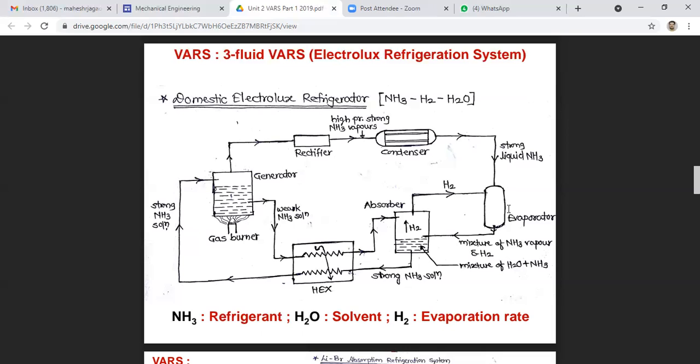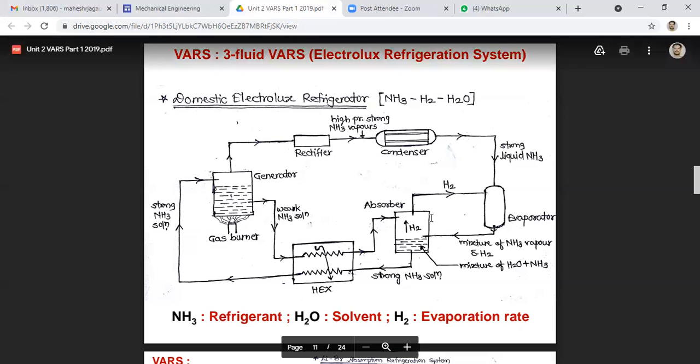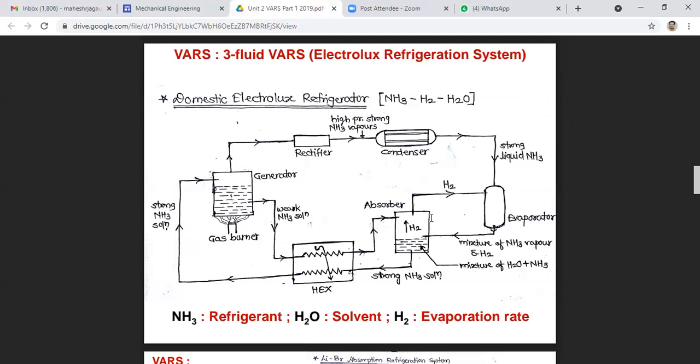So here the cooling effect is produced, and the mixture of ammonia vapor and hydrogen is passed to the absorber where ammonia is absorbed in the water, while the hydrogen rises to the top and flows back to the evaporator. So it completes the cycle over here. This is called the three fluid system.